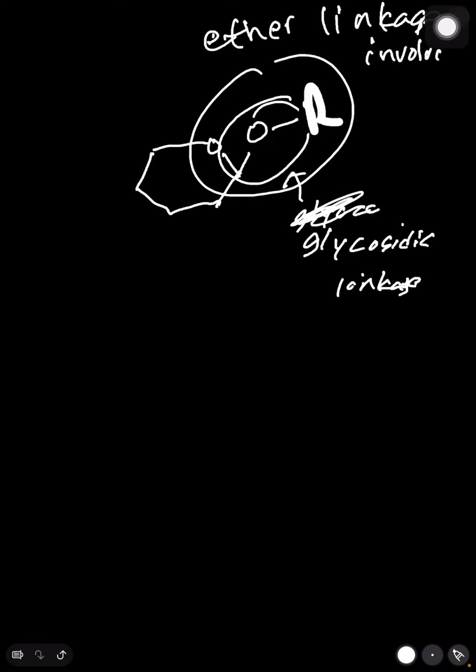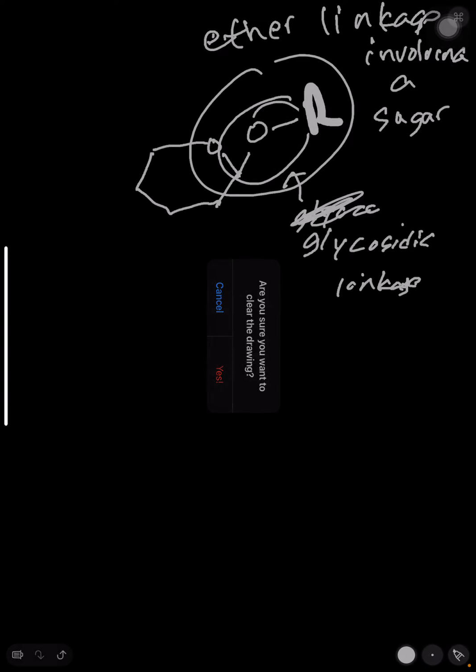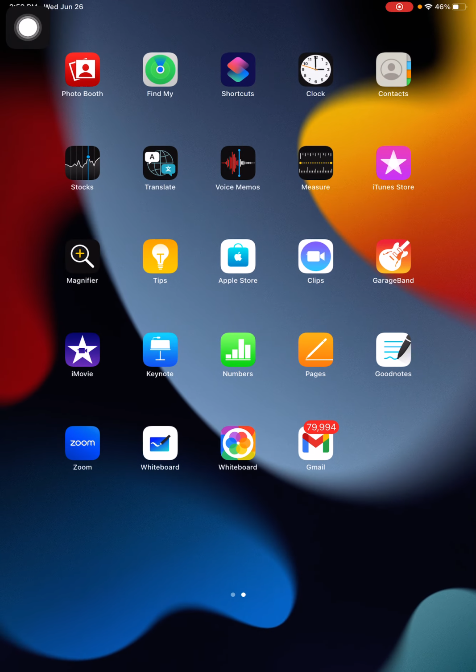involving a sugar. And I just dropped my Apple Pencil. There we go. Okay. And there's several different types. You can have oodles and boodles of different types of glycolipids, depending on what else is present within the molecule.